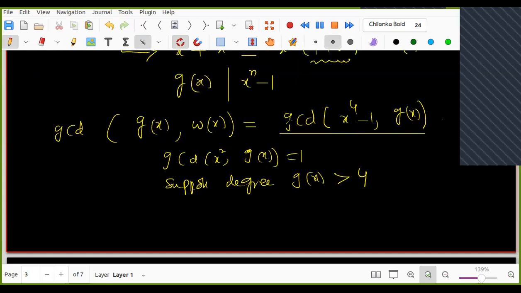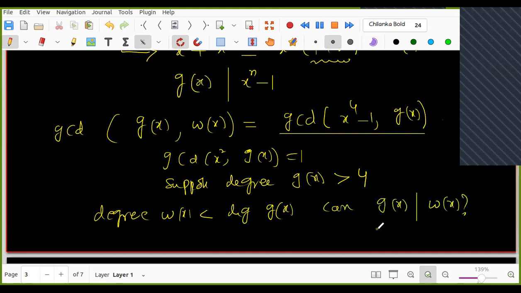For example, the degree of W of x is less than the degree of G of x. Can G of x divide W of x? No, sir. The degree of W of x is less than the degree of G of x, so how would G of x divide W of x? Then if this is my error vector E of x, the remainder comes as it is when I divide it by G of x, correct?